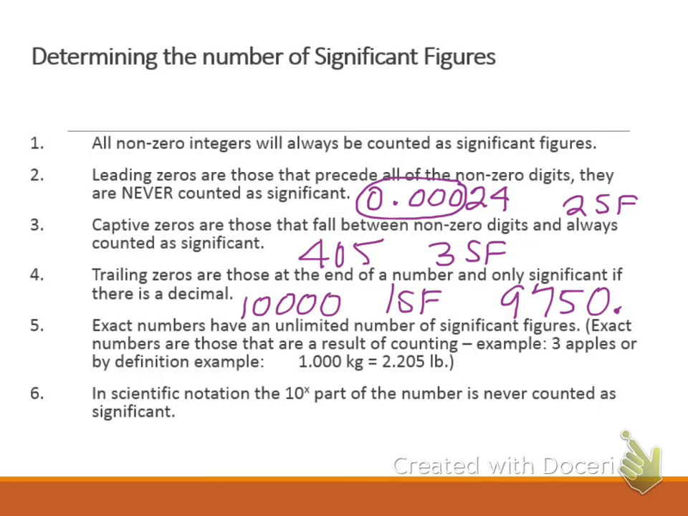How many significant figures would that have? It would have 4, because that decimal means it's exact. When I put the decimal, I'm saying it was exactly 9,750 people. So that would actually have 4 significant figures. It has to do with the decimal.